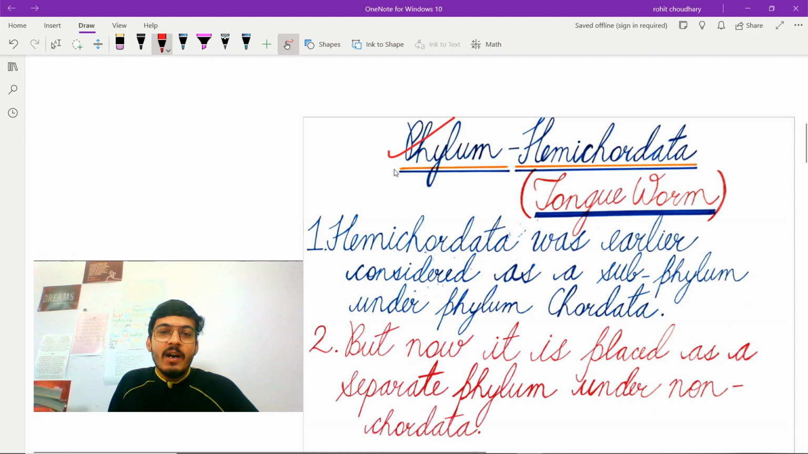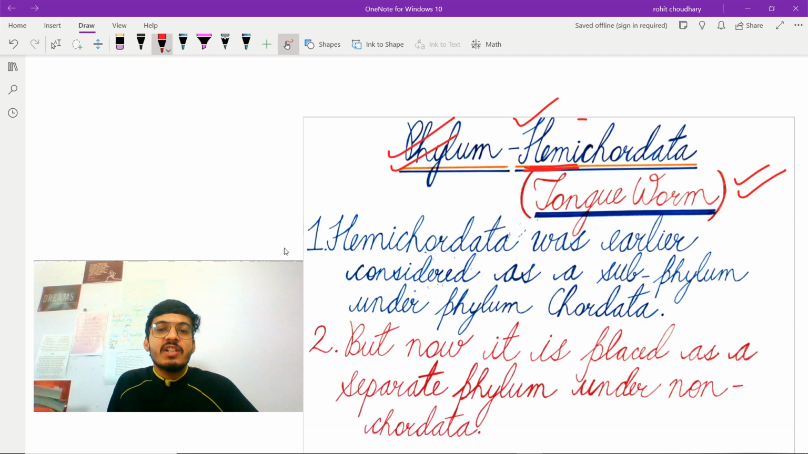Why is this phylum named Hemichordata? Hemi means half. It is named so because it shows a connecting link between non-chordata and chordata. And the most famous example in Hemichordata is the tongue worm.